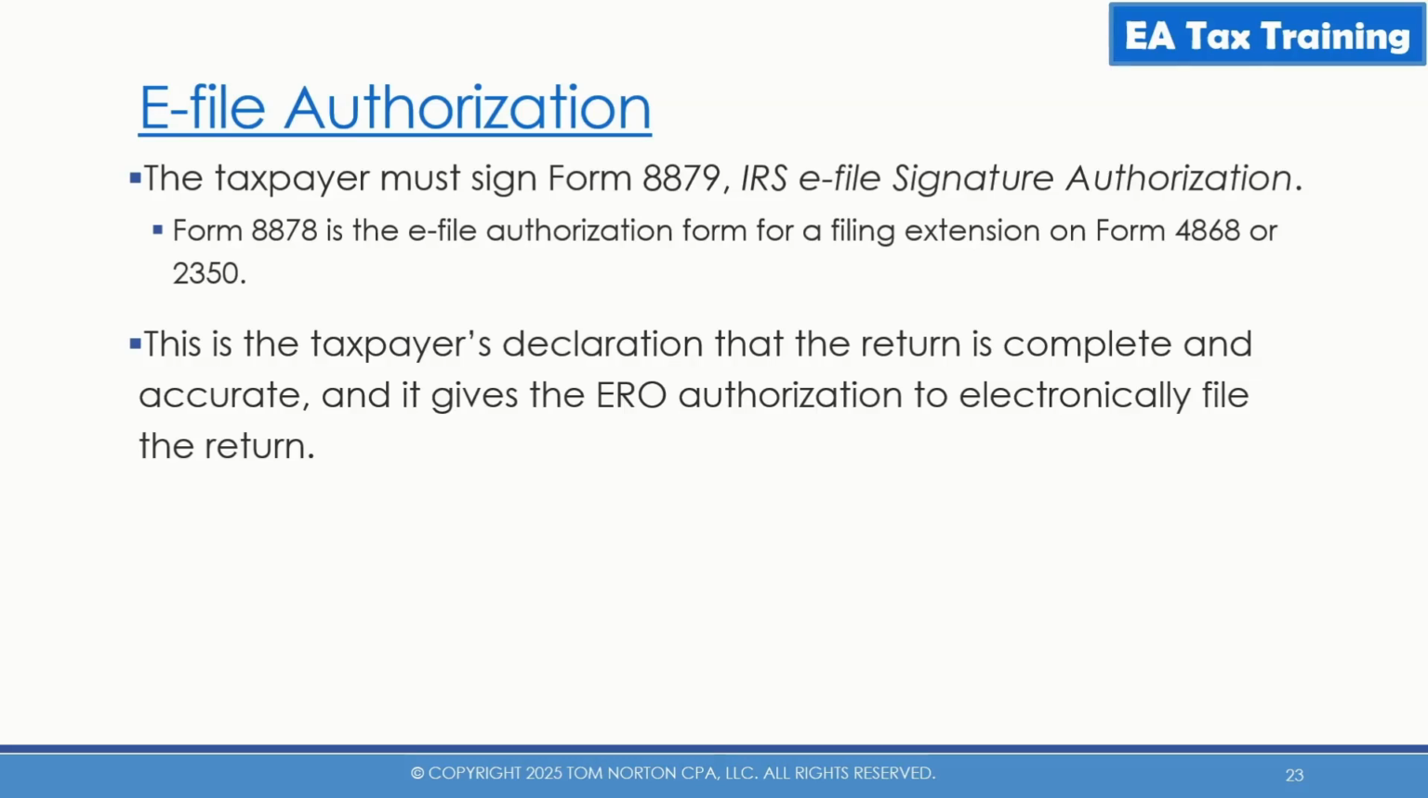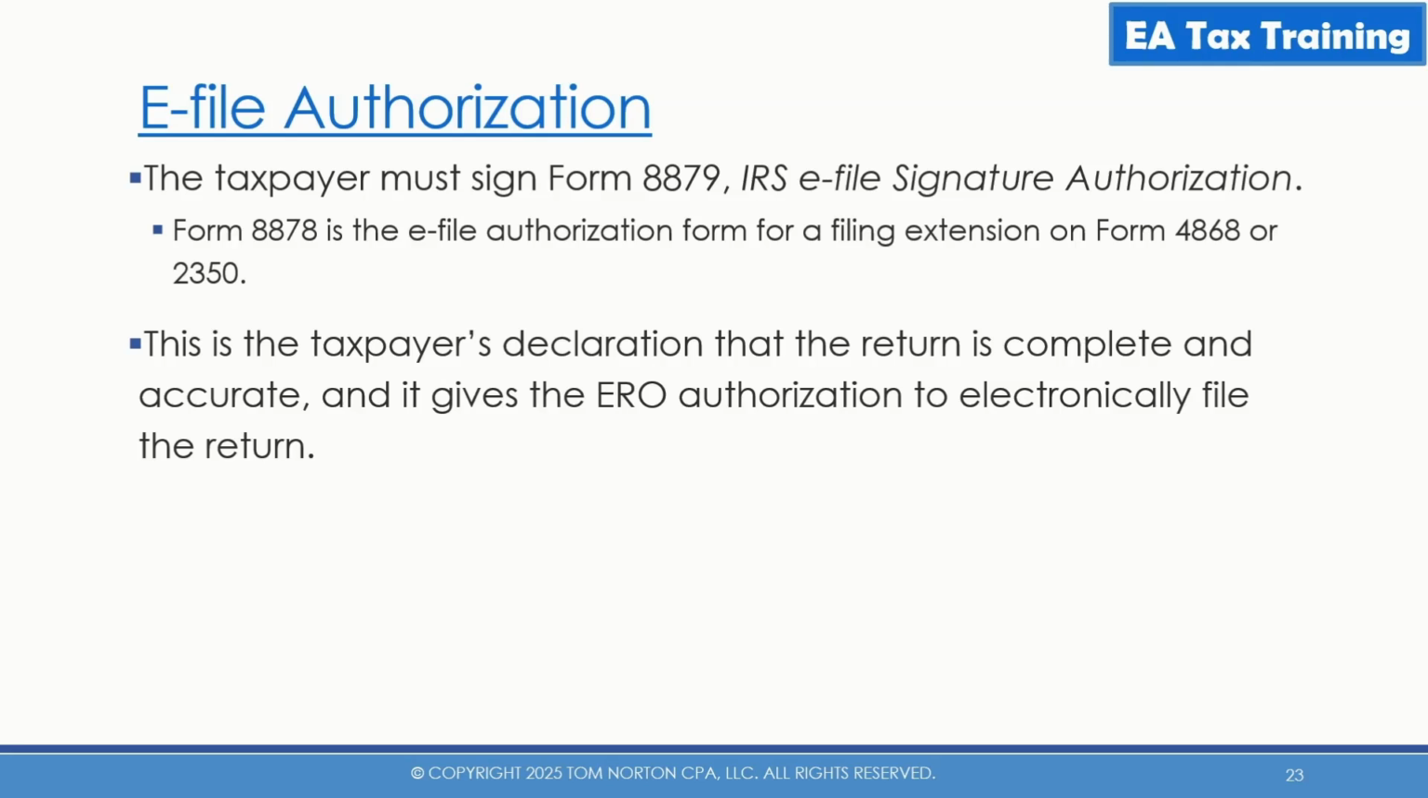E-file authorization. A taxpayer must sign a Form 8879 when you e-file a return for them. This is the taxpayer's declaration that the return is complete and accurate, and it gives you the authorization to electronically file the return. So, of course, if you are filing a return on paper, there's the signature block, and then the taxpayer signs and dates at that signature block.